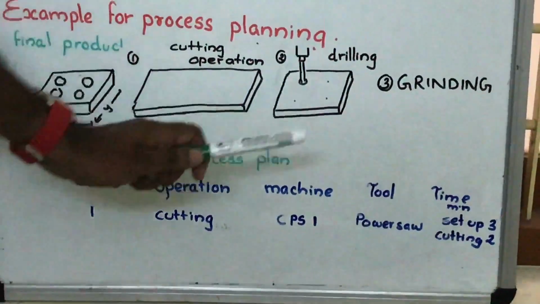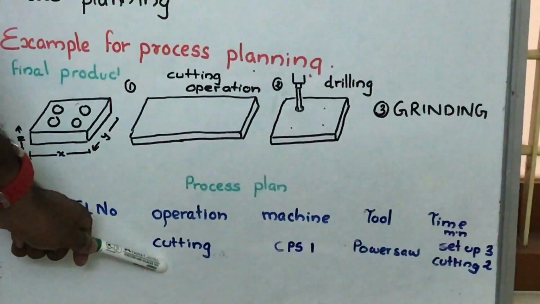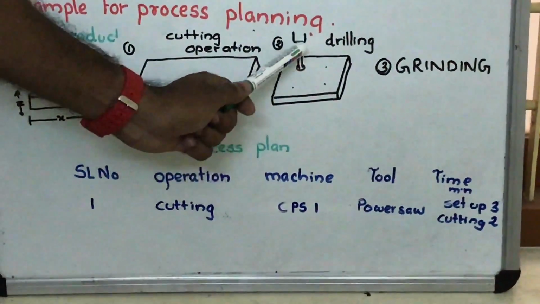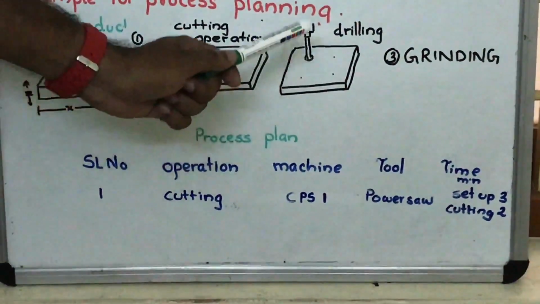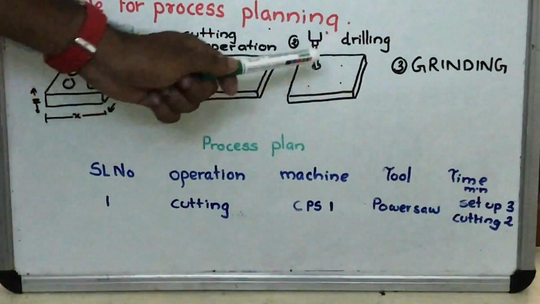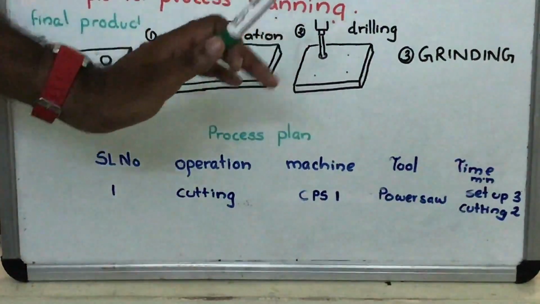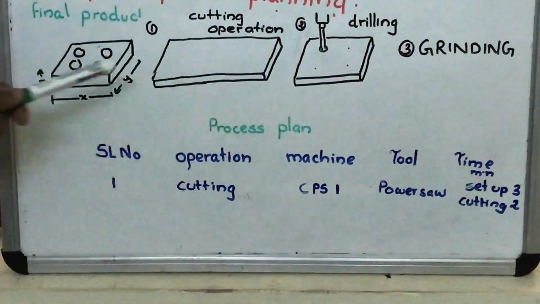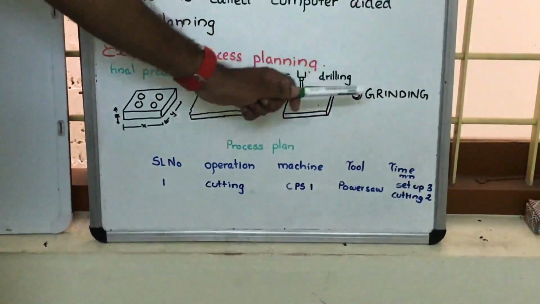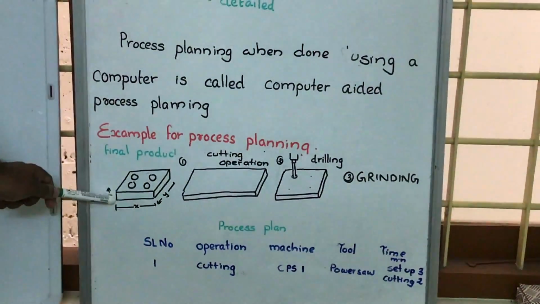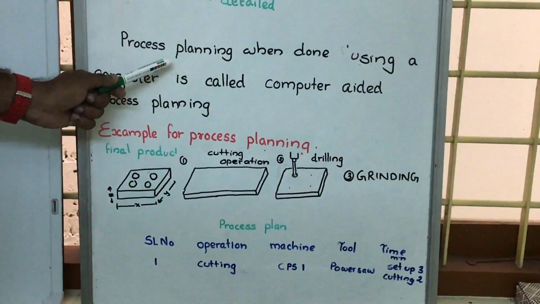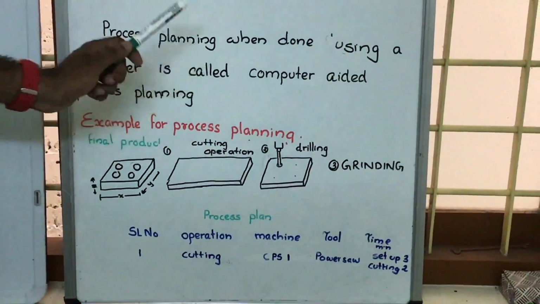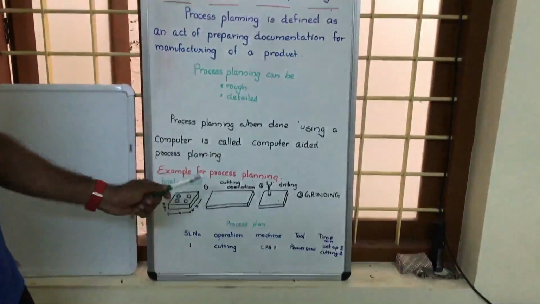Similarly, we can do this for drilling. There will be an operation called drilling, and the machine is a drilling machine. The tool is a drilling bit. According to the size of the hole, like a 10 mm hole or 20 mm hole, we can decide the drilling bit dimension. The time also includes setting up the drilling machine. So this is the process plan for obtaining this final product, and this will be converted into a computer through computer-aided process planning. We call it CAPP, or computer-aided process planning.